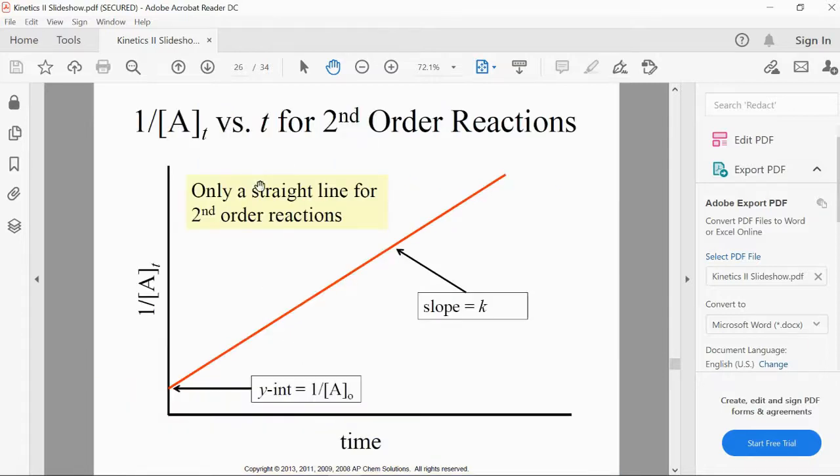So when we plot a second order reaction, we know it's second order if plotting 1 over [A] at a given time with respect to time produces a straight line with a positive slope. That is how I can identify quickly that I have a second order reaction if I plot 1 over [A] versus time.